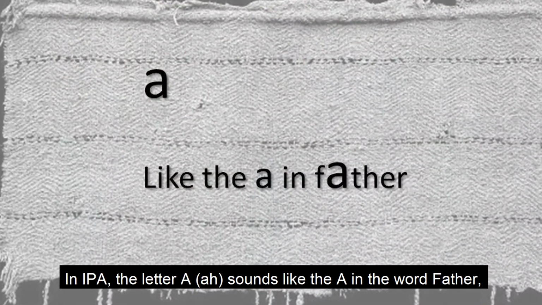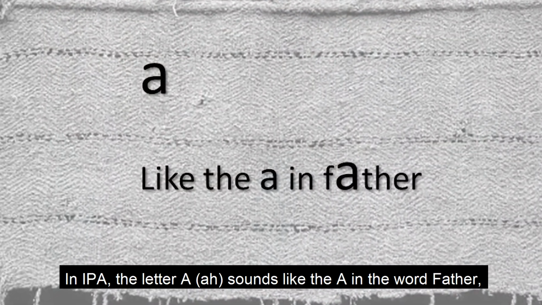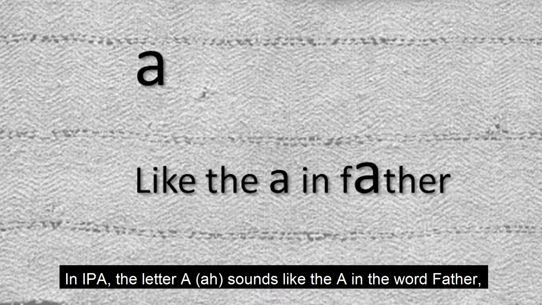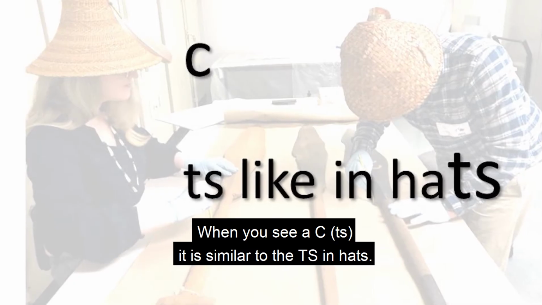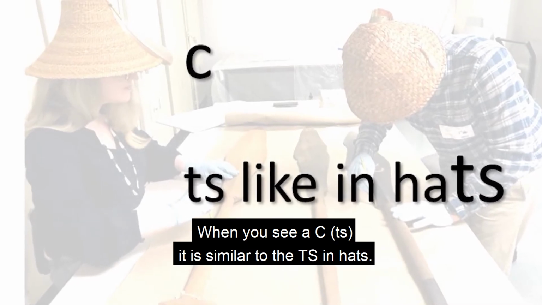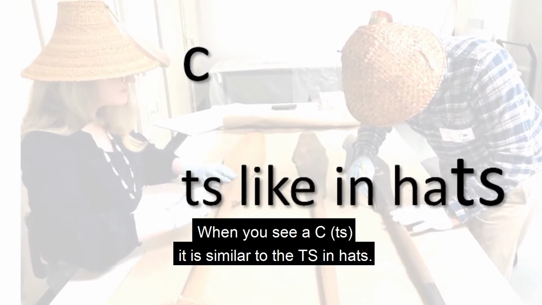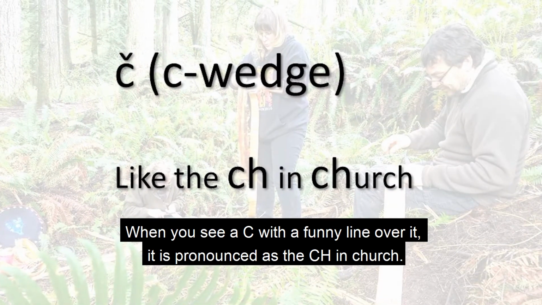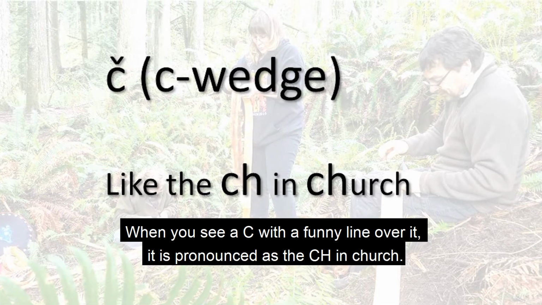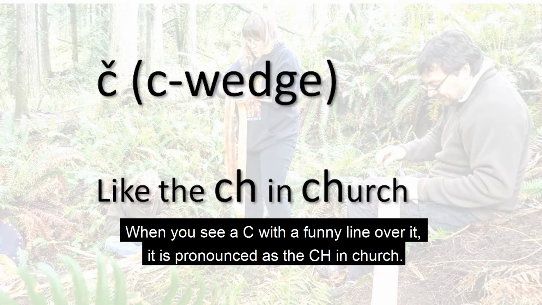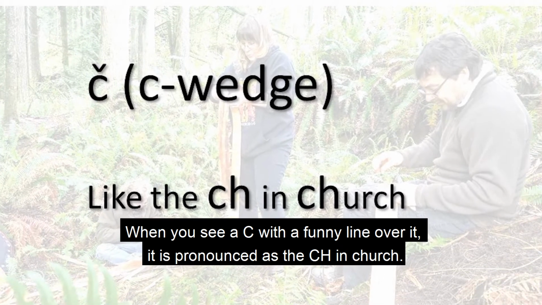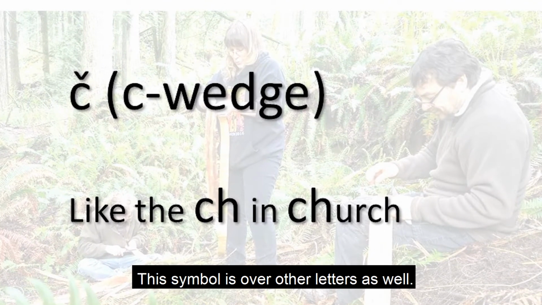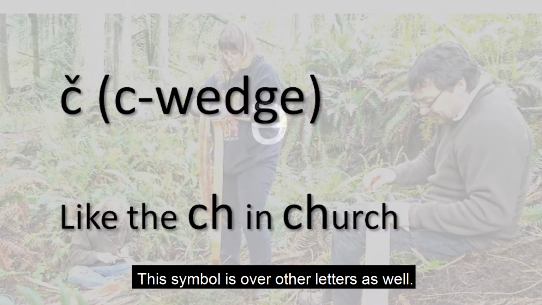In IPA, the letter A sounds like the A in the word father, ah. When you see a C, it is similar to the TS in hats, ts. When you see a C with a funny line over it, it is pronounced as the CH in church, ch. This is called a c-wedge. And this symbol is over other letters as well.